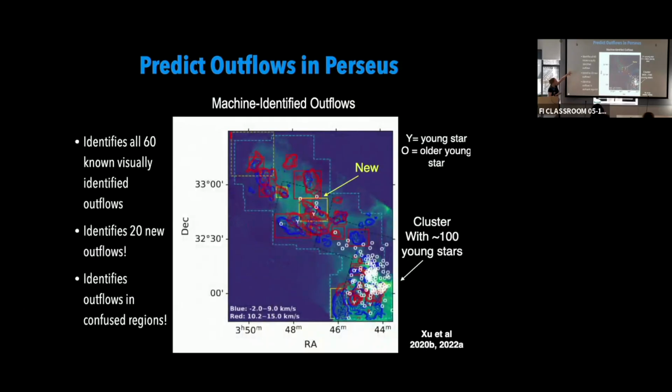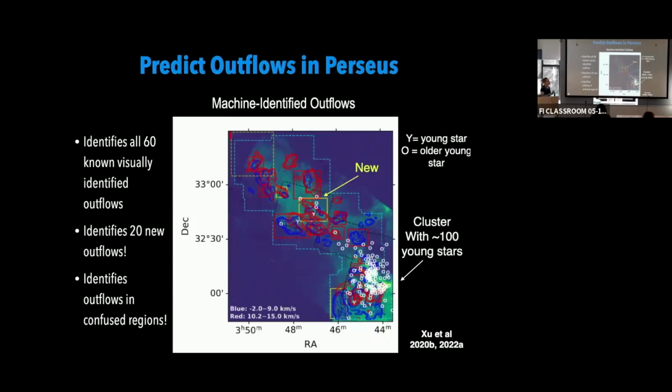And so it identified all 60 previously visualized outflows that were in Hector's catalog. Then it identified 20 new outflows, which we confirmed visually to say, okay, yes, these are definitely outflows. And for free, we get an estimate of outflow activity in the confused region, where it's really hard to determine what is actually happening, to pick out a clean signature.